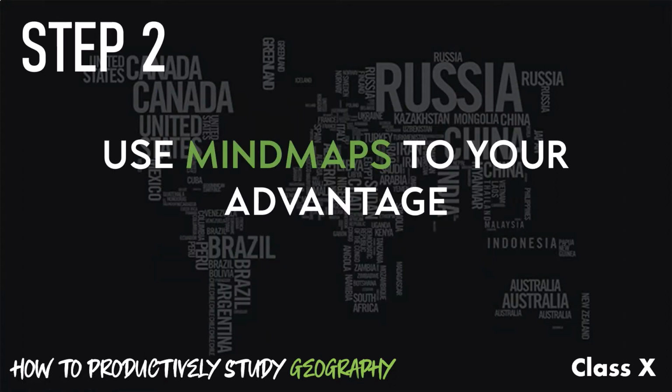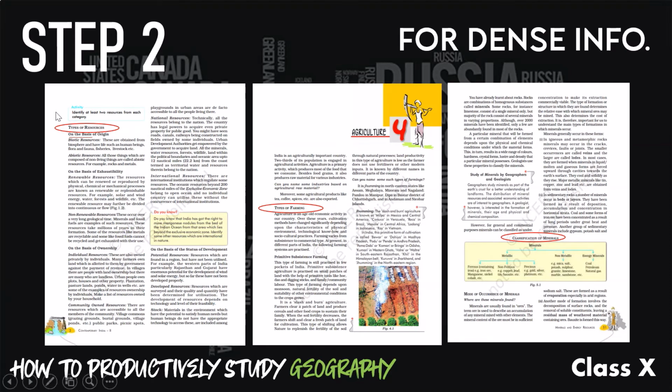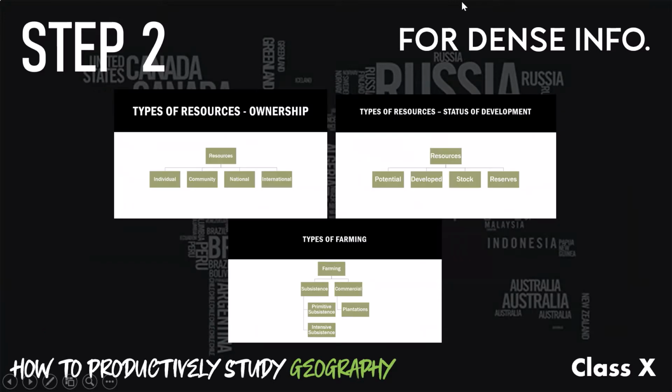The next suggestion I have is to also use mind maps or flowcharts to your advantage, because especially in these textbooks we see a common pattern in all the chapters, which is types or classifications. So in chapter 1, resources and development, we have types of resources. In chapter 2, we have types of farming. In chapter 4 we have types of farming. Chapter 5 we have classification of minerals. So obviously, to make this better, we can create flowcharts or mind maps.